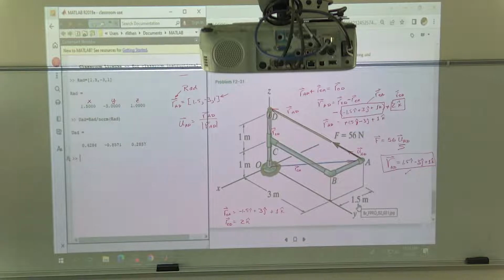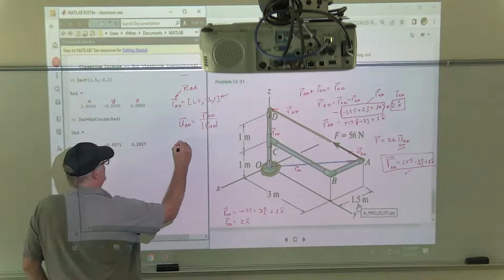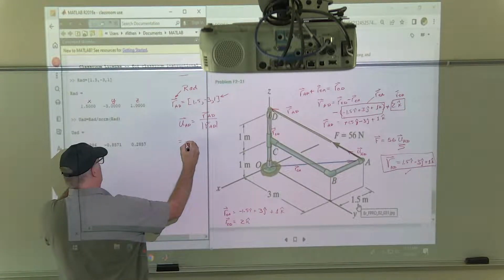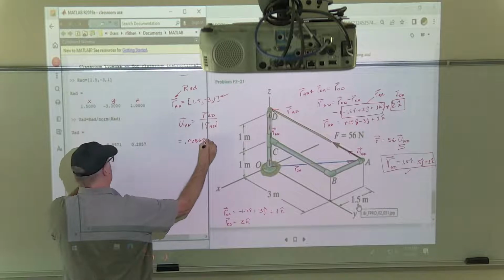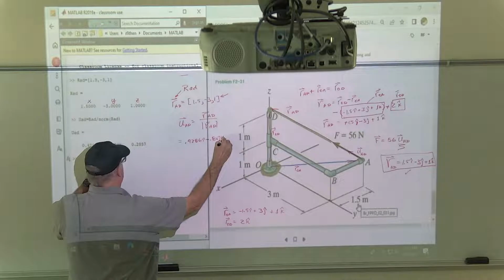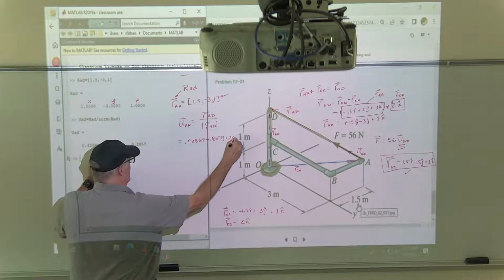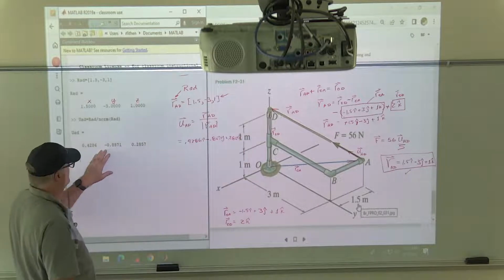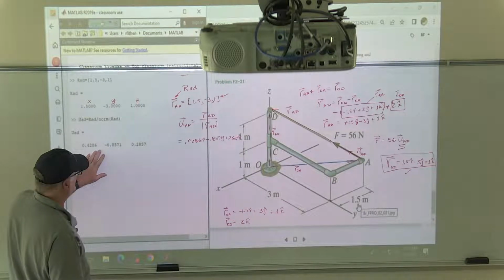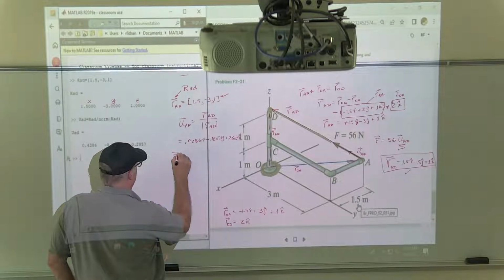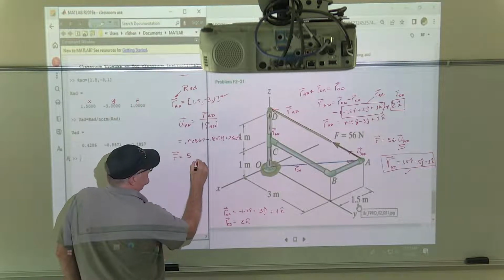And then I don't know how to say this any more than just writing it down. So I could write this number as 0.4286 I minus 0.8571 J plus 0.2857 K. I don't really know anything more than to do that. If I want to know the force vector, then it's 56, is that right?